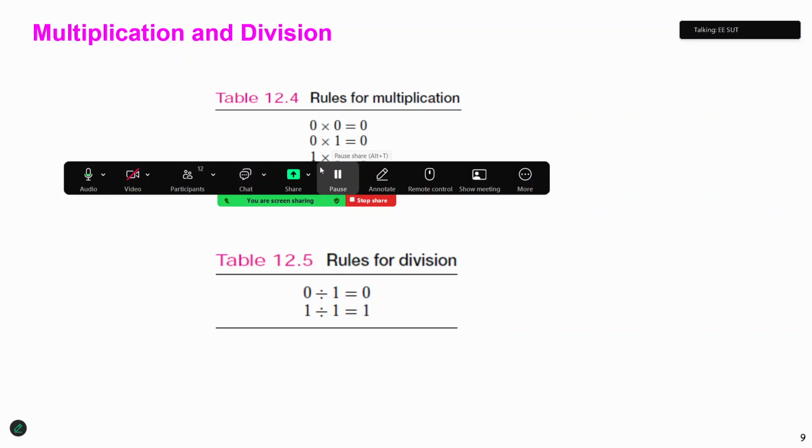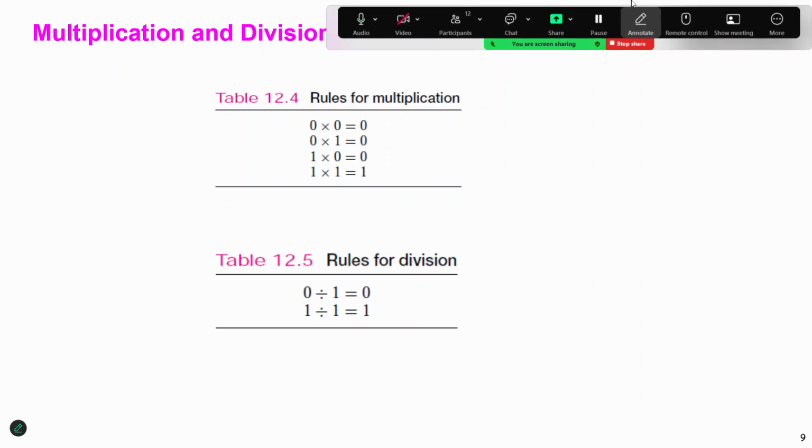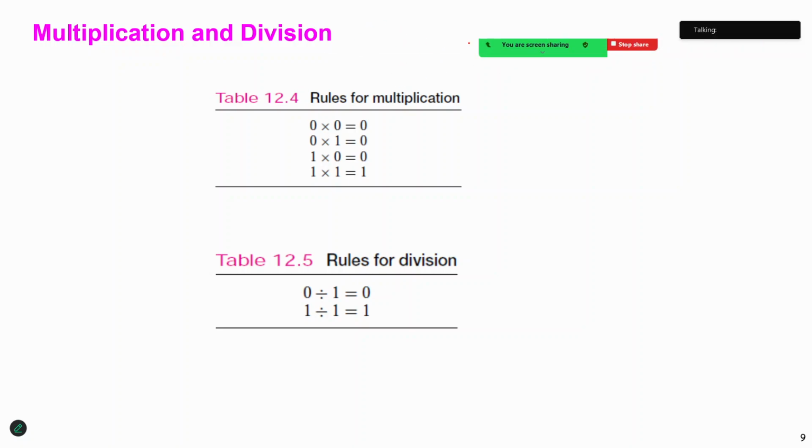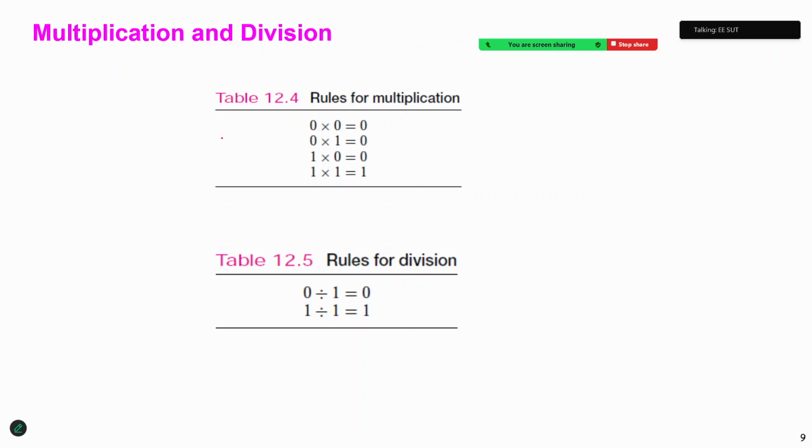Okay, and for the multiplication and division rule, the rule of multiplication: 0 times 0 is 0, 0 times 1 is 0, 0 times n is 0, and only 1 times 1 gives us 1. And for the division rule, we can divide only by 1, right? We cannot divide a number by 0. 0 divided by 1 is 0, 1 divided by 1 is 1. This is just a simple rule.